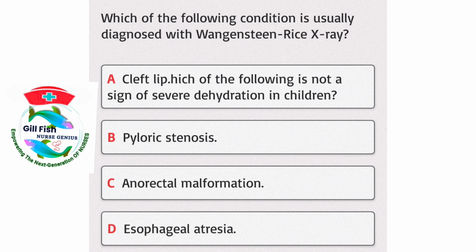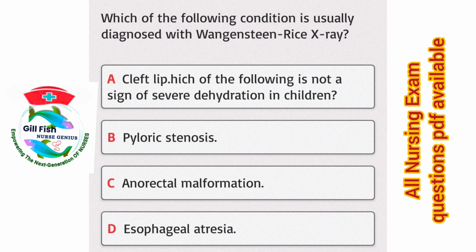Which of the following conditions is usually diagnosed with a Wangensteen-Rice X-ray? Option A, cleft lip, option B, pyloric stenosis, option C, anorectal malformation, option D, esophageal atresia. Actually, if you look at the question, in the Wangensteen X-ray, which diagnosis can we not identify? That is the question.